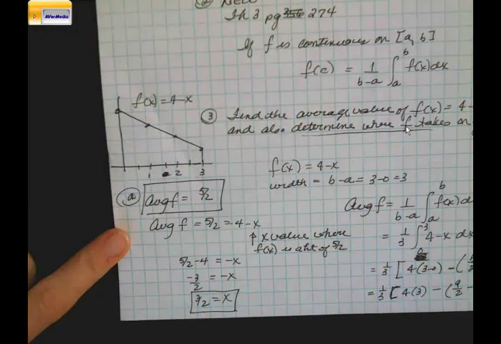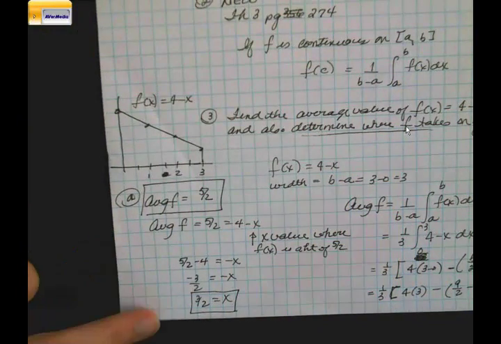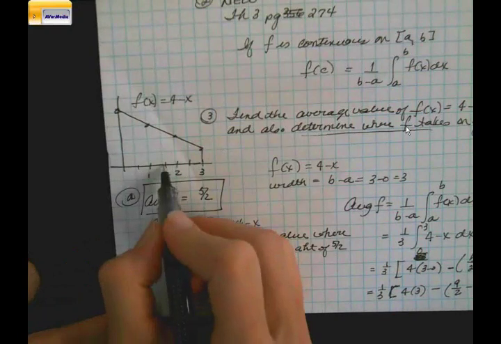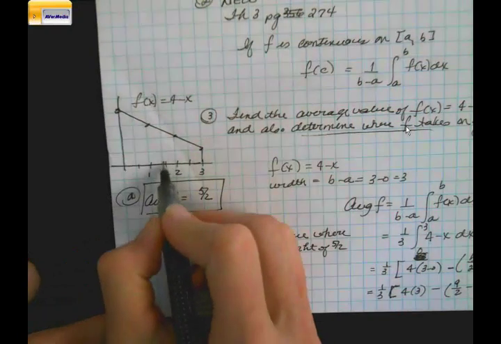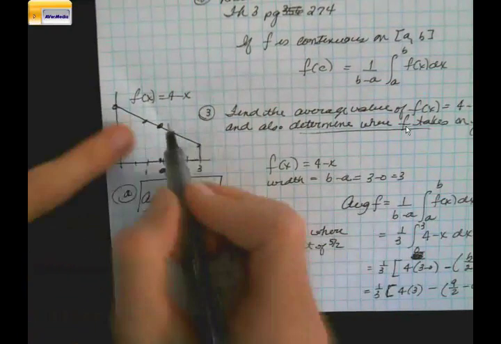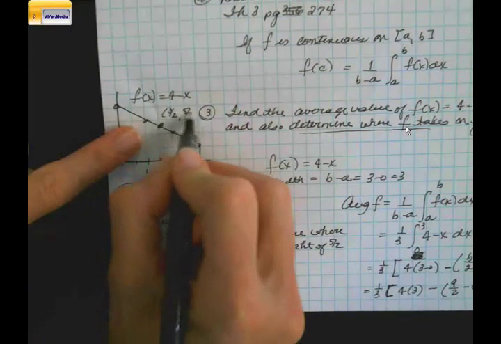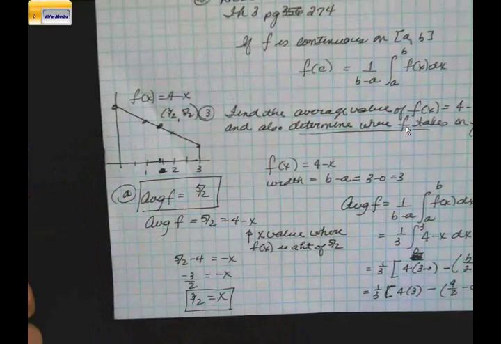Is it 5/2 or 3/2? No, it's the height. Okay, where the x value is 3/2. There you go. Your x value is 3/2, which is 1.5, which is right here. So if you go up to here, this is the ordered pair (3/2, 5/2), which means that 5/2 is the average height of the graph.